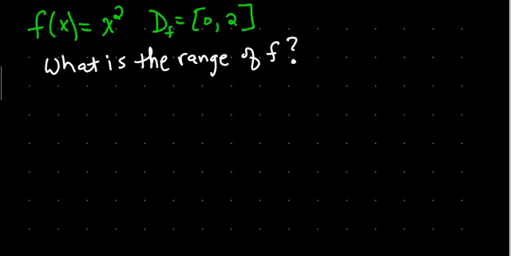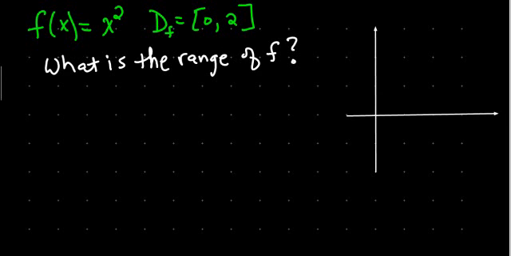Okay, here we go, working some more inverse functions, talking about inverse functions. So we have this function f of x equals x squared, and we know that its domain is from 0 to 2. What is the range of f? So let's first sketch a little graph. Okay, this should be good, and let's do our graph.